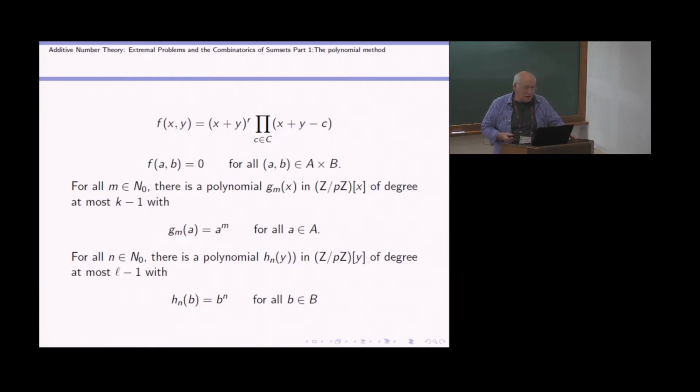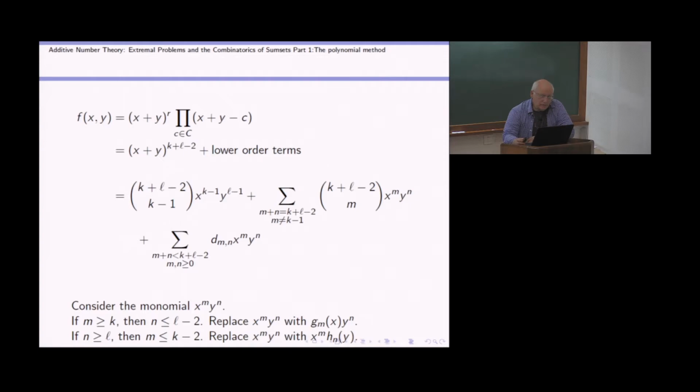And so I have these polynomials that I constructed a few minutes ago. For every m, I have a polynomial g sub m of x of degree at most k minus 1, where g sub m of a is a to the m for every a in the set capital A. And similarly, I have polynomials h sub n of y for every n of degree at most L minus 1, where h sub n of b is b to the n. Right? So what do I do?